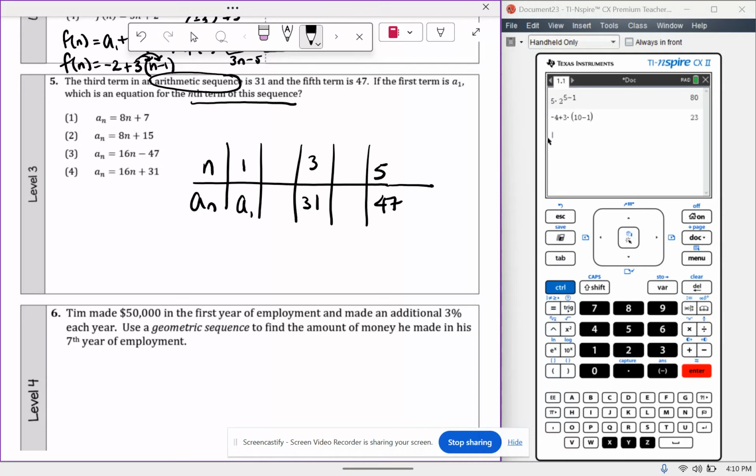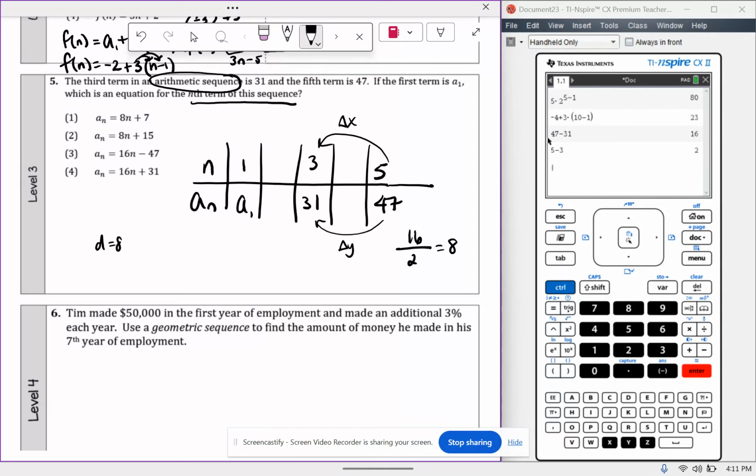This is arithmetic, so it's a common difference, right? I'm going to do the change in y over the change in x. So it's going to be the change in y, and that's going to be 47 minus 31, which is 16, over the change in the x's, or the term numbers, 5 minus 3, so that's going to be 2. So the common difference is going to be 8.